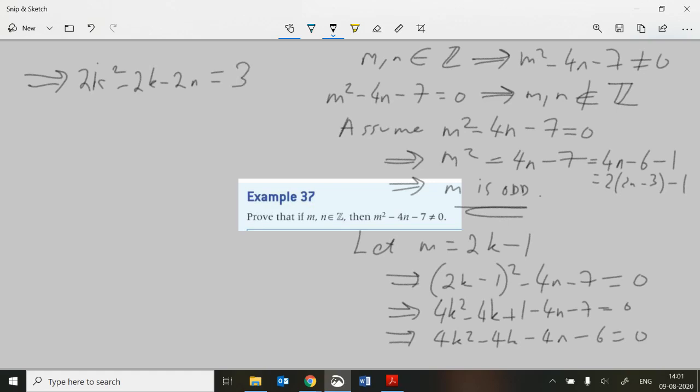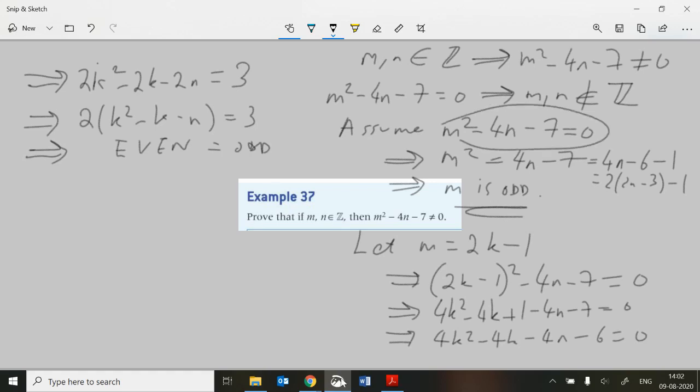I'm still just playing around with this. I'm not quite sure where this is going, but I notice that I have all 2's on one side and I have a 3 on the other side. So I now see that I can factorize out the 2: 2(k squared minus k minus n) is equal to 3. And now I end up with an even number, because we know that this is just an integer, equaling an odd number. So we've ended up with a contradiction here.